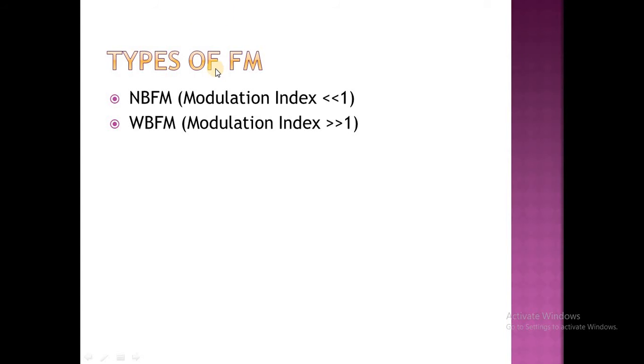And next one, types of FM. What are the different types of FM? Narrowband FM and wideband FM. In case of narrowband FM, the modulation index, that means beta, is very much less than 1. In case of wideband FM, the modulation index is greater than 1, that is beta is greater than 1 only.